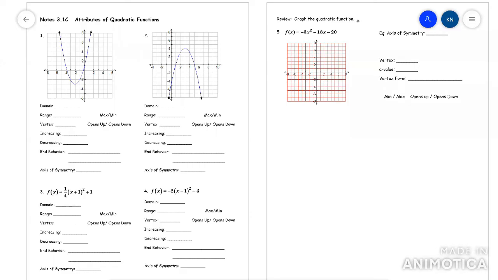This video is going to go over attributes of quadratic functions. So quadratic functions are just the U-shaped graphs, also called parabolas. This should not be that difficult to do. Let's just go ahead and get started.